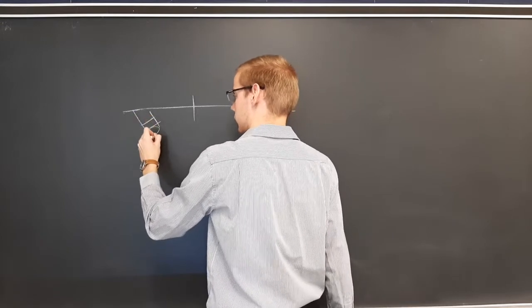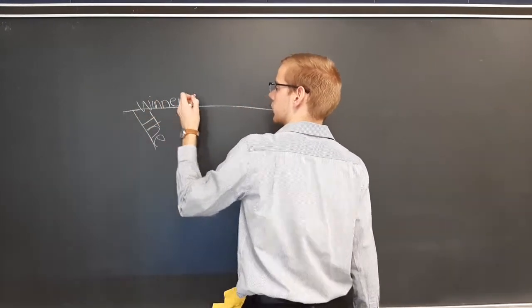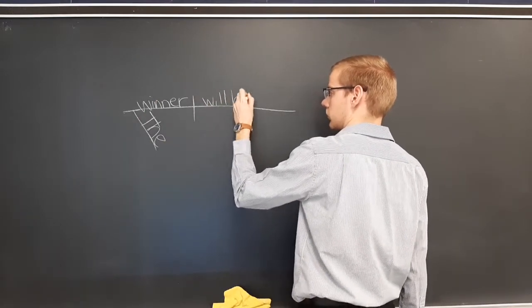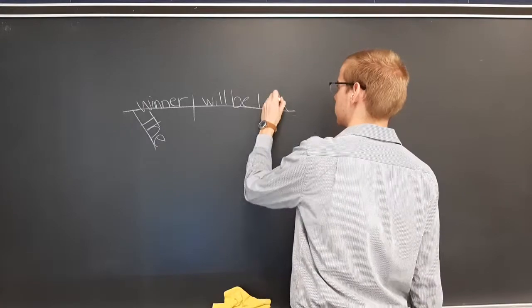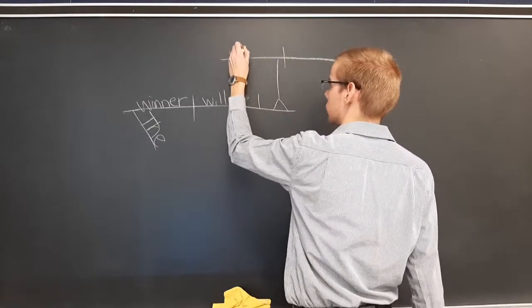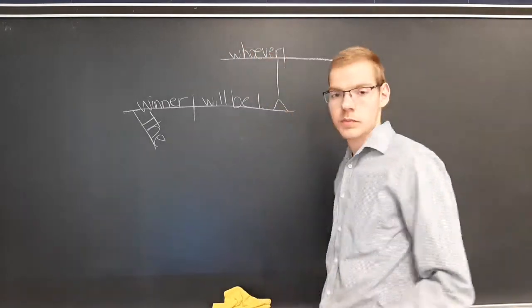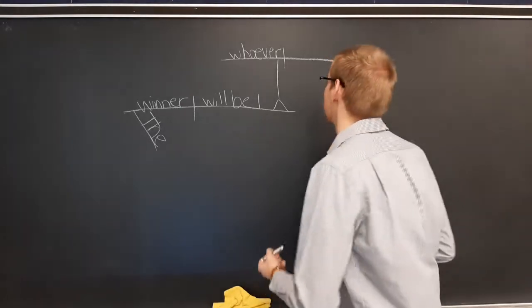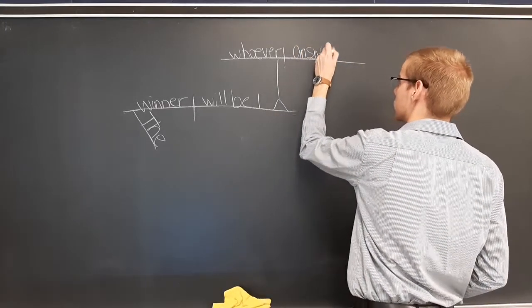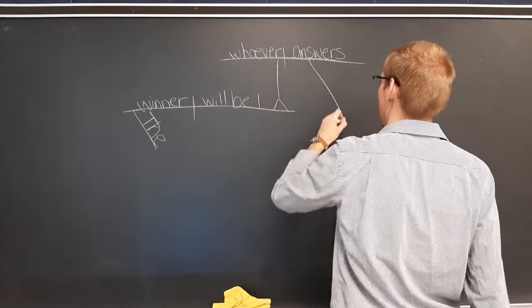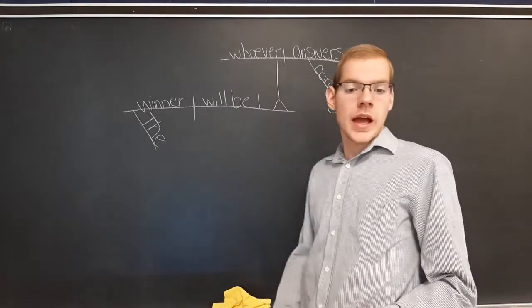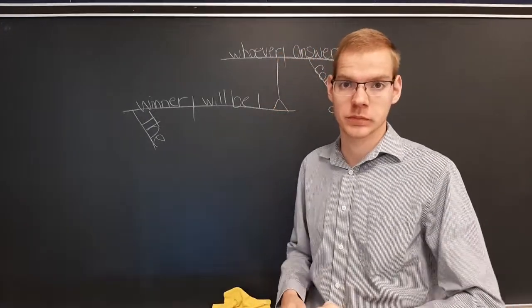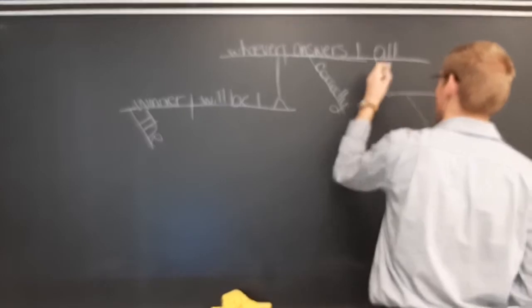So, the winner will be what? Or who will he be? Whoever is our subject for that clause. Whoever does what? Answers. How are they supposed to answer? Correctly. And then, what are they supposed to answer? All of the questions.